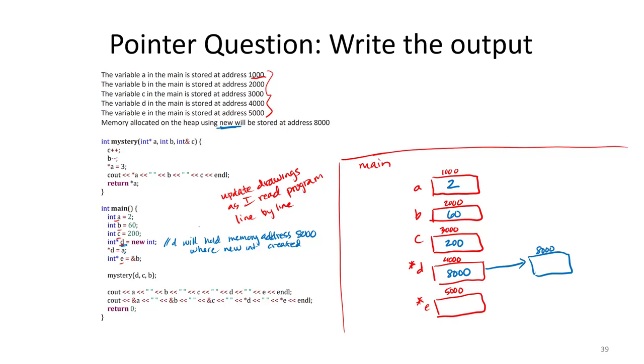Asterisk D equals A. Well, notice what this line of code will do. I'm going to go where my pointer D points. That's this new int. And I'm going to assign that the value stored in A. So here, I'm going to assign D's new int the value stored in A, which is 2.